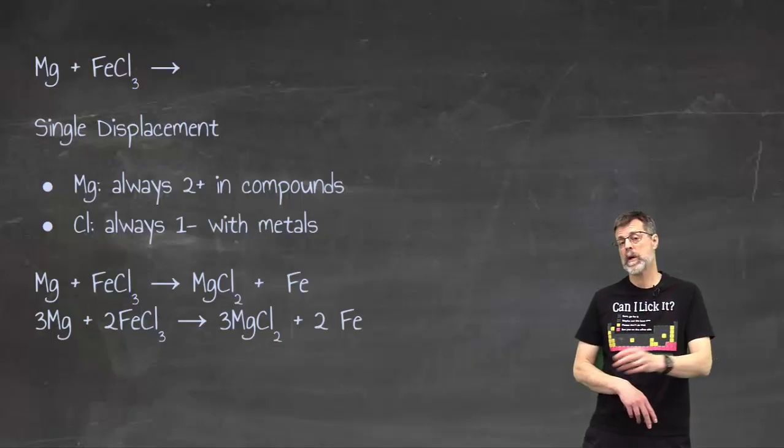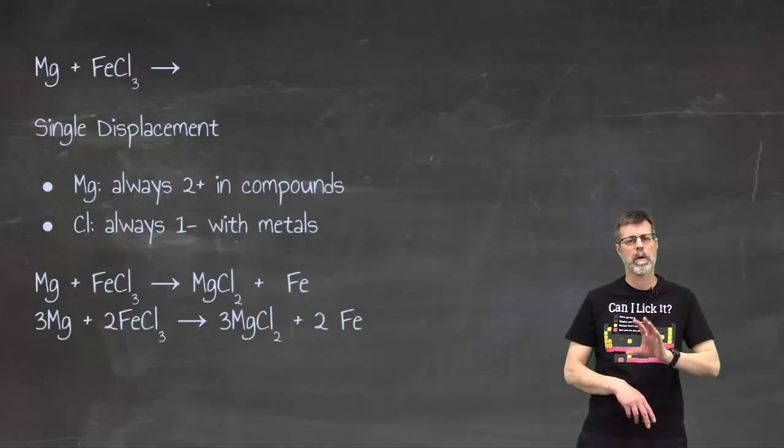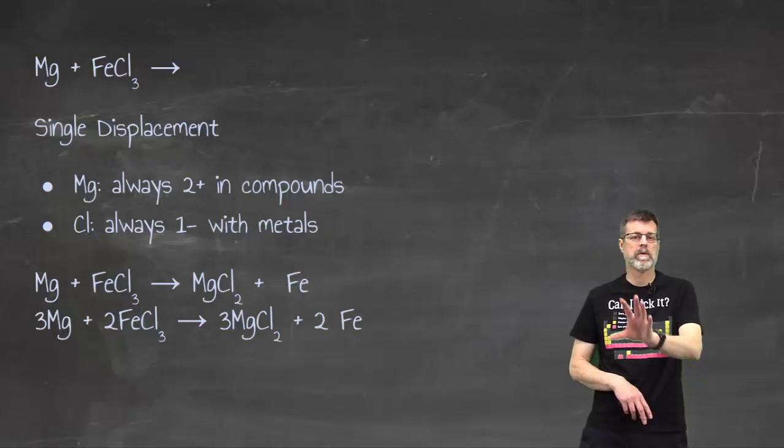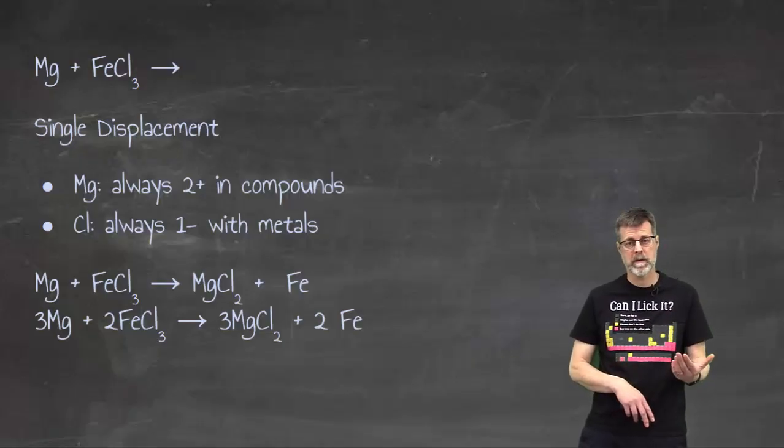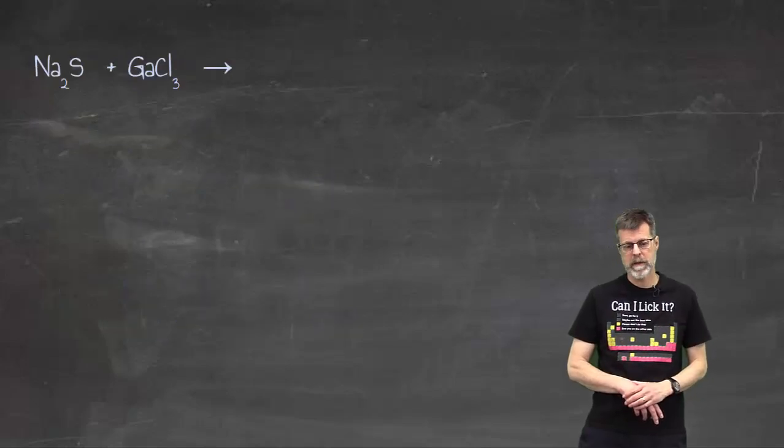The most important part is getting the formulas of the products correct, because that's more important than the balancing. Think about when you were balancing reactions, you were always given the formulas. You just took them as they were, and then you made them balance. We're doing the same kind of thing, except you're coming up with those final formulas.